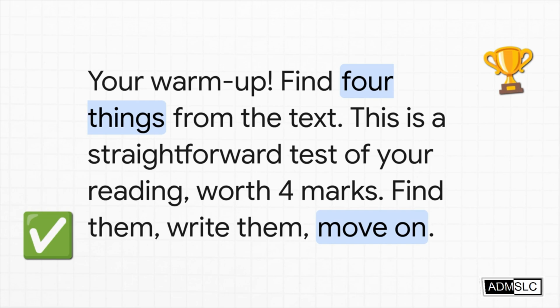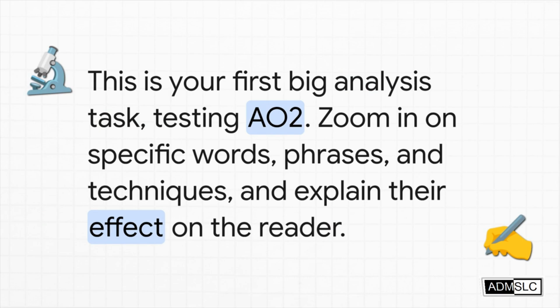Easy points. Okay, now things get a little more interesting. Question 2 is your first big analysis question. This is all about AO2, how the writer uses language. You've got to zoom in on specific words, phrases, and literary techniques, but here's the key. You have to explain the effect they have. Why did the writer choose that word?